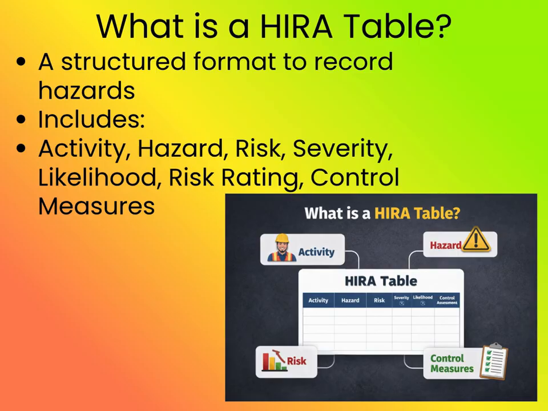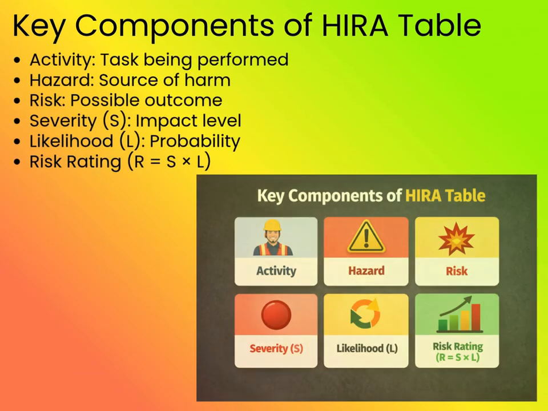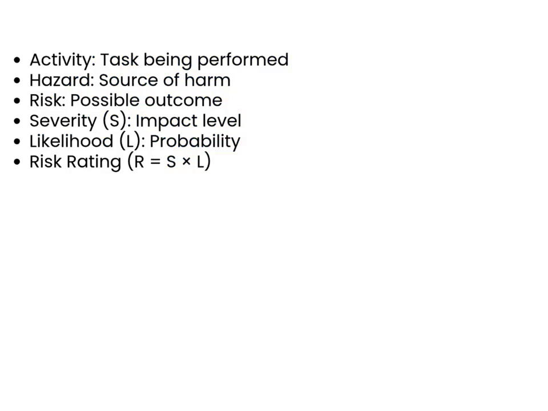Typically, a HIRA table includes activity, hazard, risk, severity, likelihood, risk rating, and control measures. Let's understand the key components. Activity means the task being performed. Hazard is the source of potential harm. Risk is the possible consequence of that hazard. Severity indicates how serious the outcome can be. Likelihood shows how often it can happen. And risk rating is calculated by multiplying severity and likelihood.